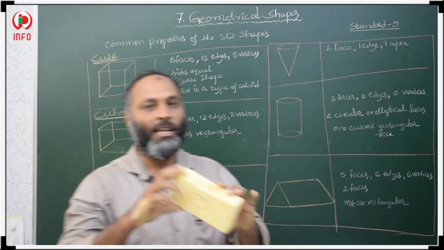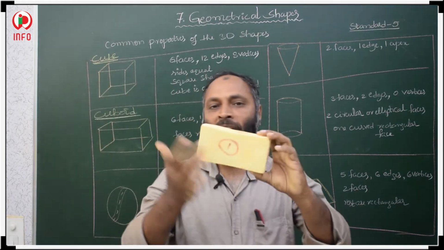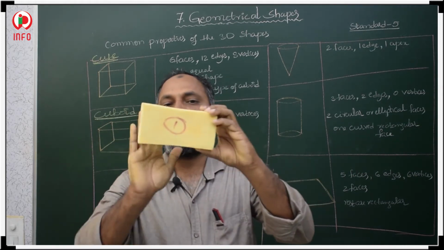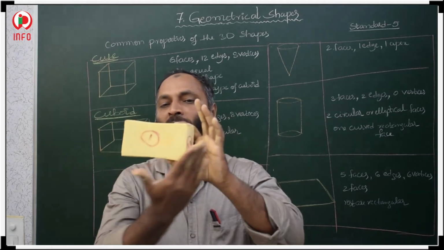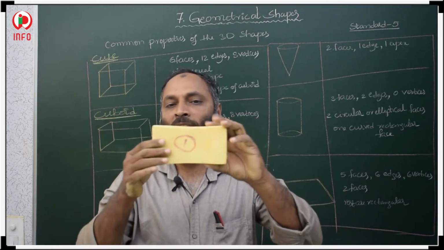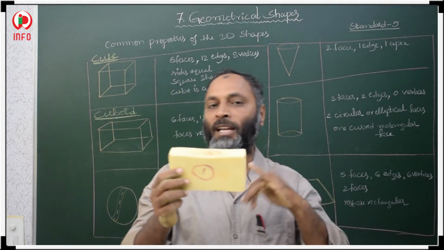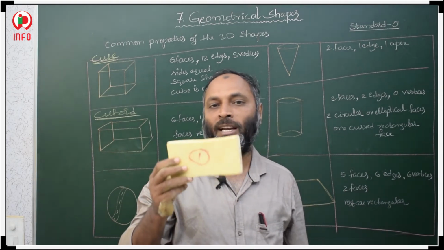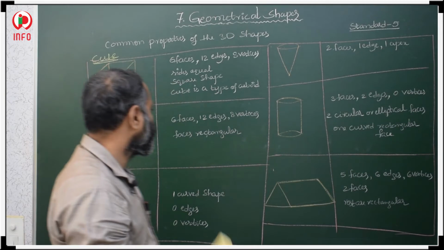But in a cuboid, the opposite faces are identical. Front face and back face are identical. Left face and right face are identical. Top face and bottom face are identical. They are rectangular in shape but identical. Opposite faces are identical. This is the difference between cube and cuboid.